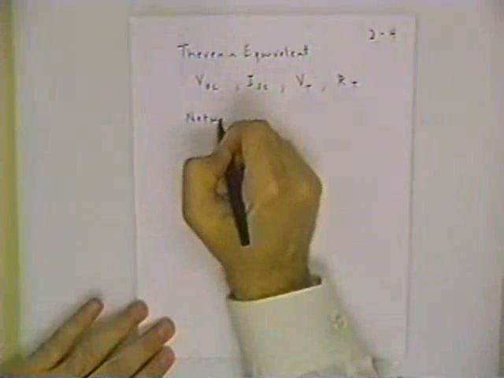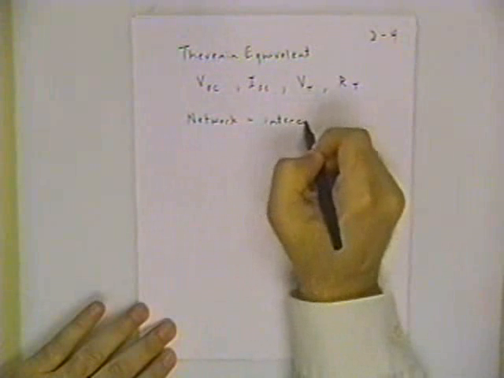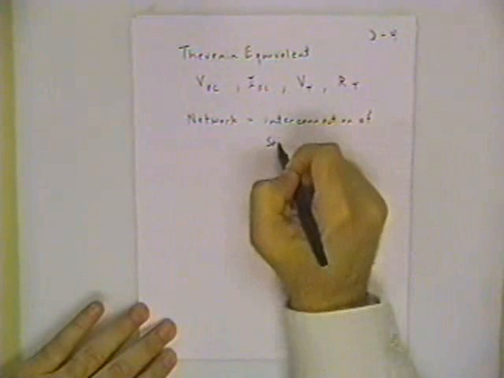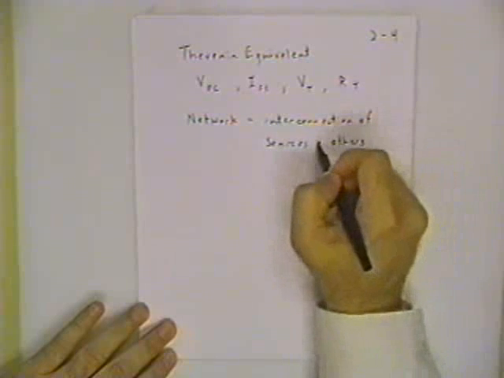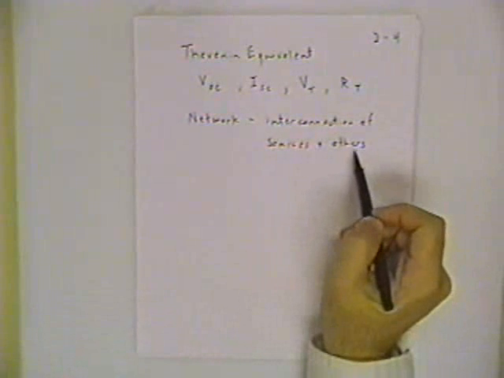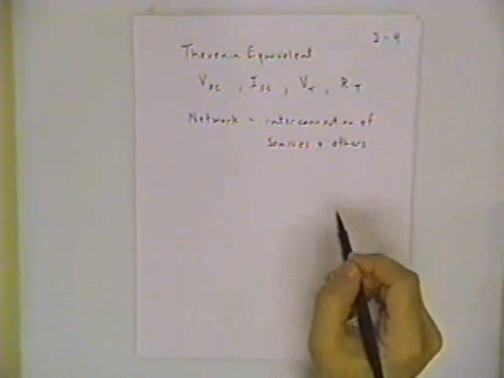Now, just as we have equivalents to resistors in series and parallel combinations, we can also talk about equivalent networks. First, let's define the term network. It is just an interconnection or a circuit of sources and other elements. Now that could be, in the case so far we've just been talking about resistive circuits, but these other elements could also include capacitors and inductors when we can include those in our networks.